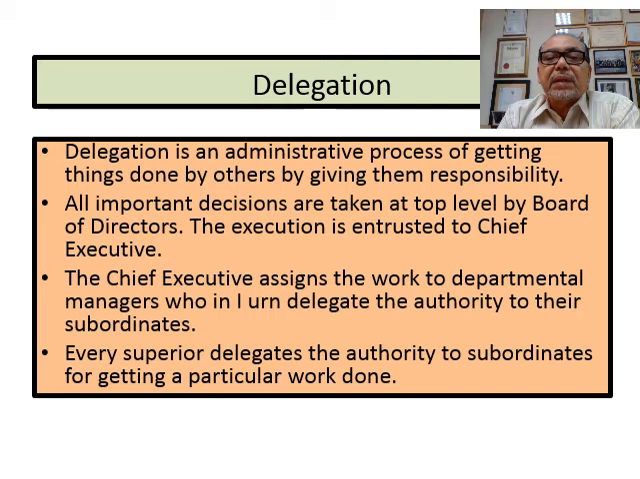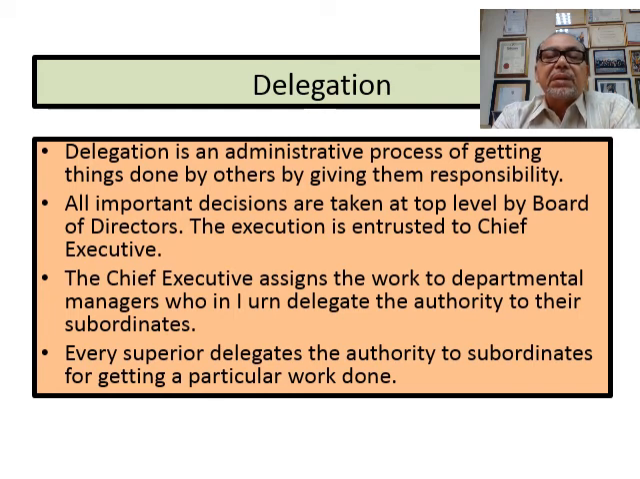All important decisions are taken at top level by the board of directors. The execution is entrusted to the chief executive. Delegation in a company: first, they have the board members of the company. The board members will hold a meeting to discuss the policy and the implementation of the policy of the organization. Then it is entrusted to the manager, or here we call it the chief executive officer. For example, in this college, I am the chief executive officer. So we have the board members, and we have a meeting of the board members, including the chief executive.